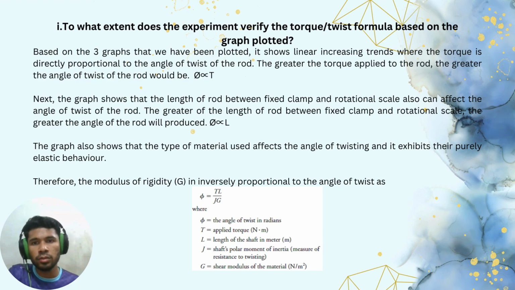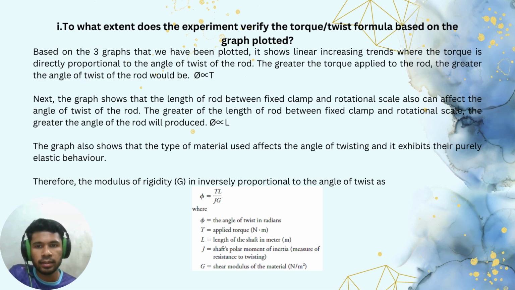1. To what extent does the experiment verify the torque or twist formula based on the graph plot? Based on the three graphs that we have plotted, they show linear increasing trends where the torque is directly proportional to the angle of twist of the rod. The greater the torque applied to the rod, the greater the angle of twist of the rod would be.